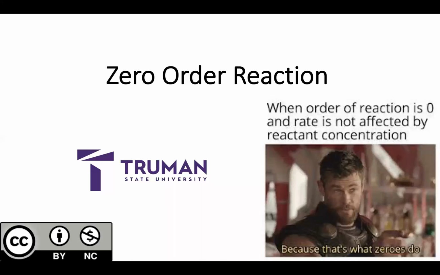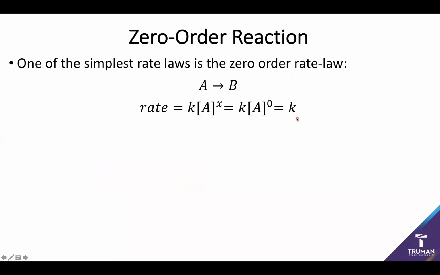So today we're going to be talking about zero-order reactions. Zero-order reactions are really one of the simplest ways we can look at a rate law. So this would be a reaction where A goes to B. But when we look at the rate, it will depend upon a rate constant, and the order of the reaction is zero, which means that the concentration doesn't actually play a role, because any concentration to the zero power is just going to equal 1.